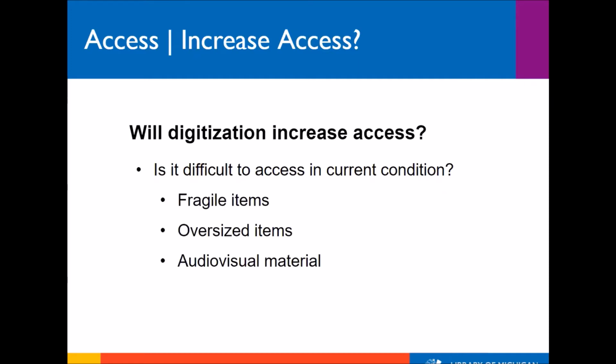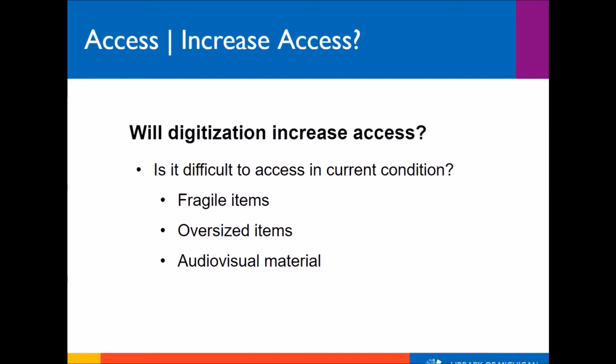So some of what I've come up with is fragile items like the glass plate negatives that were mentioned, oversized items like maps or architectural drawings, and audiovisual material that requires special playback equipment. So maybe it's not being accessed for these reasons, or maybe it's not being accessed because it's a high value item and access is restricted due to the possibility of theft or vandalism.